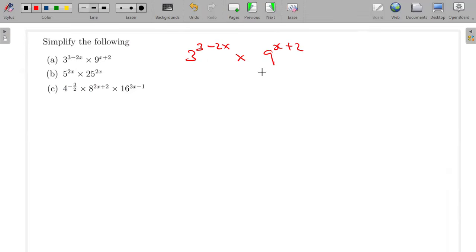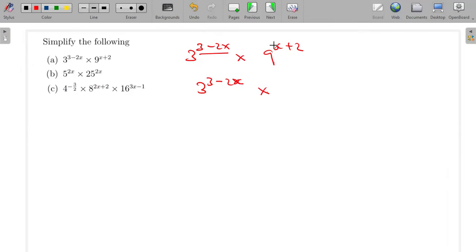So first of all, do you have any idea how we can simplify this? We are going to make both sides the same base. Okay, so we make both sides have the same base. And of course the lowest base, right? Since here 3 is our lowest base, so we go with 3. So we say 3 to the power, this whole thing here, which is 3 minus 2x. That one I will leave the way it is.